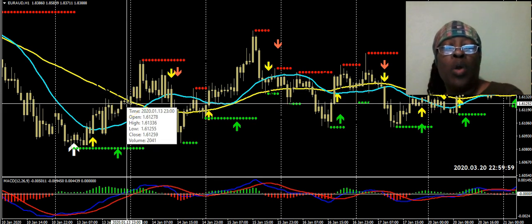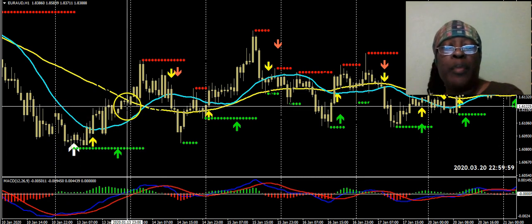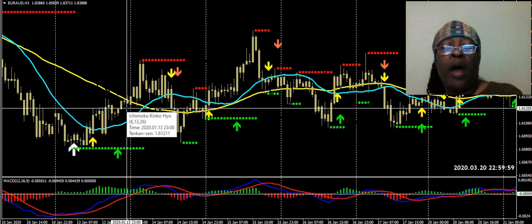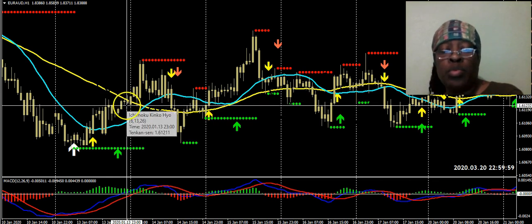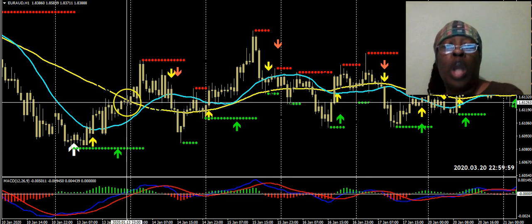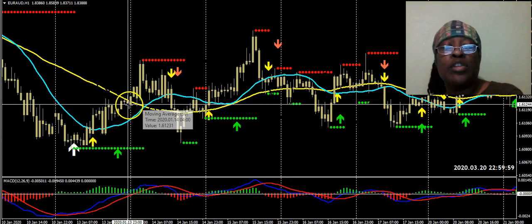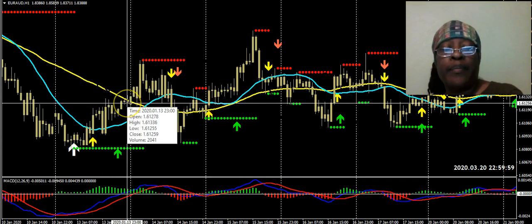Now, we're only looking for buys. Why? Because the big arrow tells us it's bullish. We're only looking for buys. Now, what we're looking for to help us determine when to get in is for the candle to close above the 50. We're looking for the candle to close above the 50.